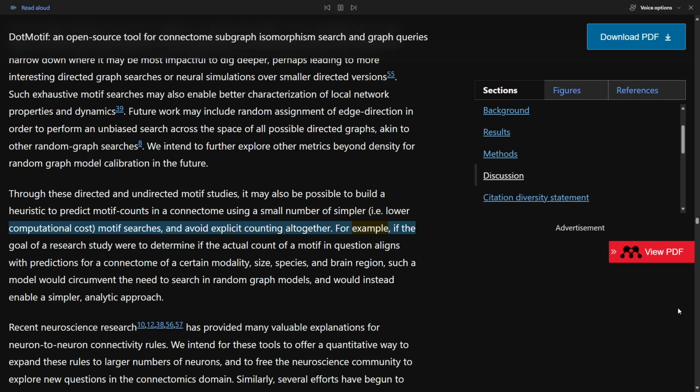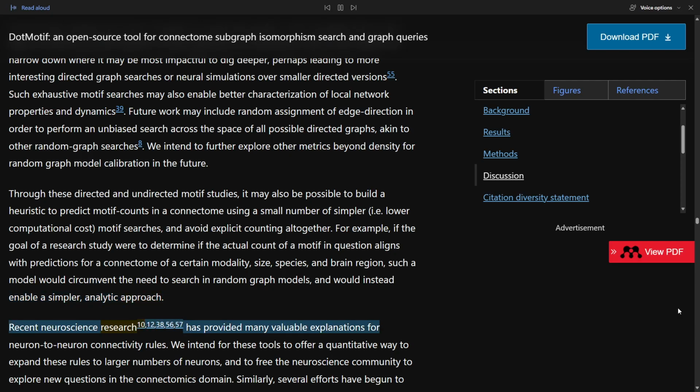For example, if the goal of a research study were to determine if the actual count of a motif in question aligns with predictions for a connectome of a certain modality, size, species, and brain region, such a model would circumvent the need to search in random graph models, and would instead enable a simpler, analytic approach.